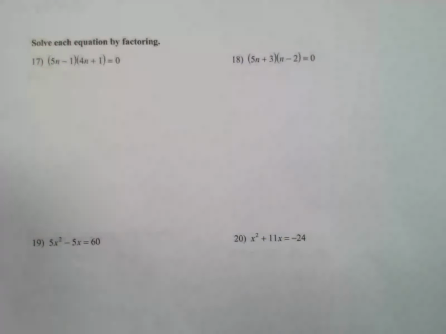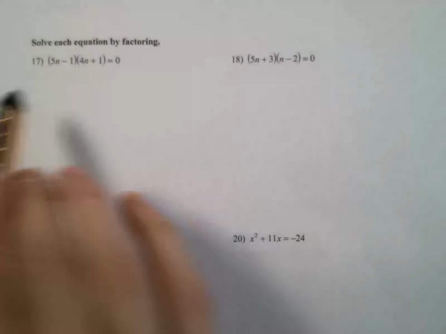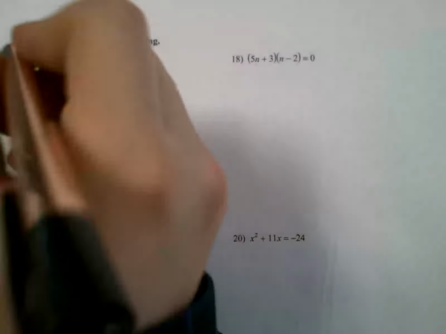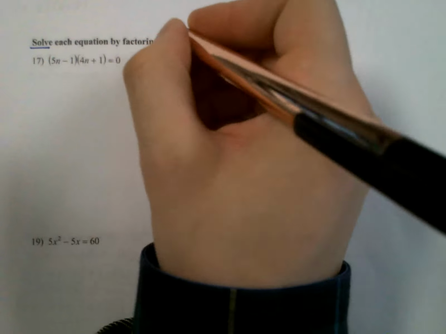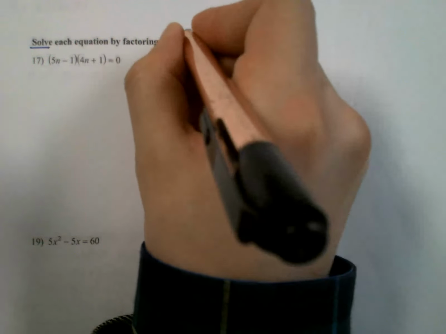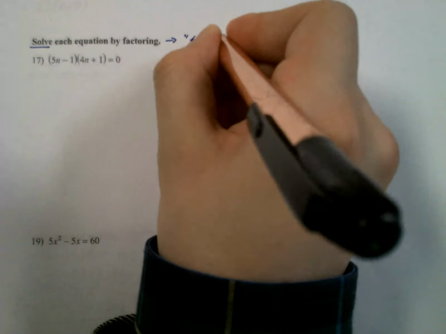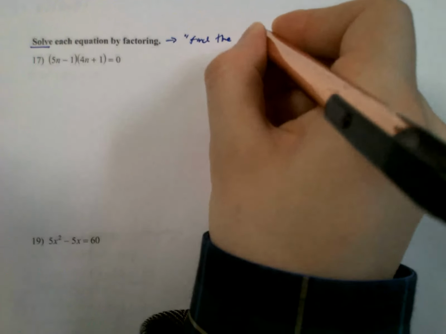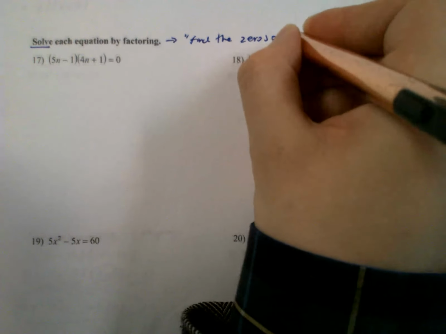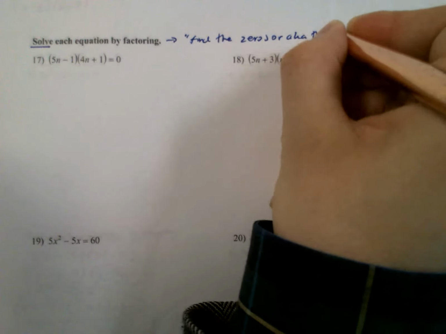So when it says solve each equation by factoring, we already know how to factor it. Some of these guys are actually pre-factored. What it really is asking is the solve portion. When you say that, you need to think of find the zeros, or AKA the roots.